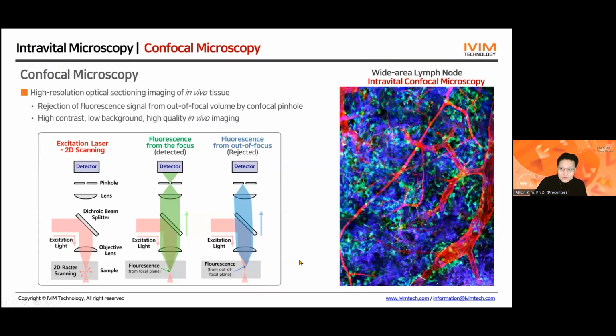Okay, so I think most of you already know what a confocal microscope is, but I just want to explain very simply. A confocal microscope is a technique that can obtain optical section images from thick tissue by using a confocal pinhole in front of the detector, as illustrated in these figures.